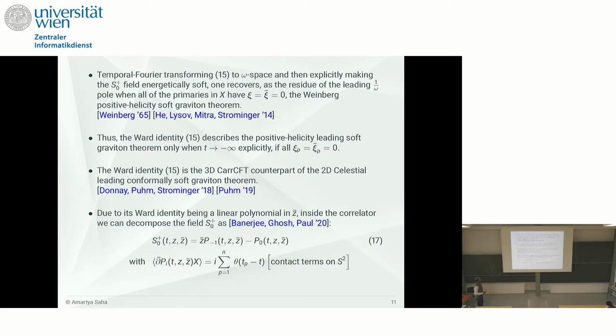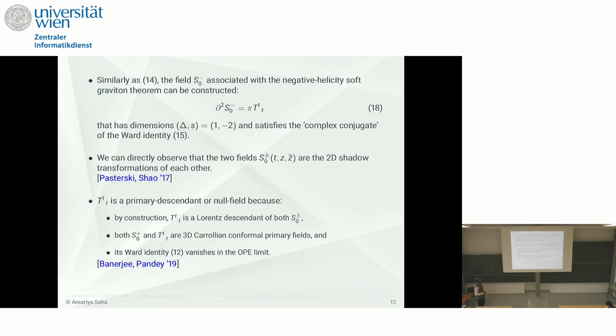Now, of course, we can decompose this S0 plus field inside the correlator like this. Since this is a linear polynomial in Z bar, we can use this decomposition and see that these new semi-modes P minus 1 and P0 are exactly holomorphic in the non-coincident limit. So P minus 1 and P0 look like holomorphic currents from 2D CFT, but we will not be so hasty about these interpretations.